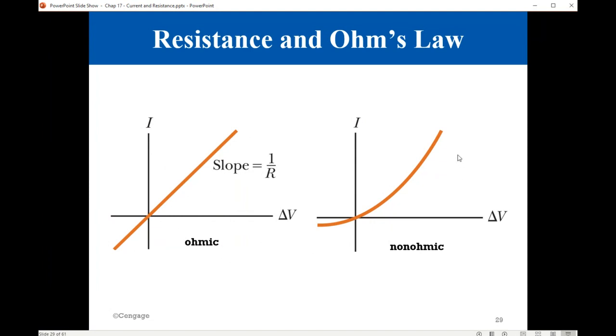There are other situations where the relationship between I and V is non-linear. We call it non-ohmic, like the light bulb. As the light bulb gets hotter and hotter, the resistance changes, but not in a linear fashion. It changes according to this parabolic behavior. So light bulbs, diodes, and transistors are non-ohmic devices. But for wires, all kinds of conductor wires, it is ohmic behavior. The relationship between I and V is linear.